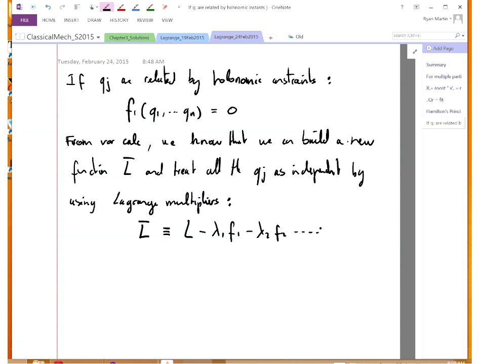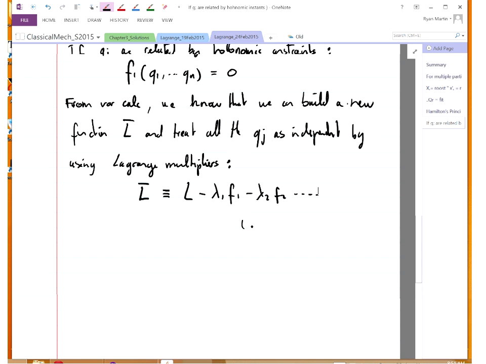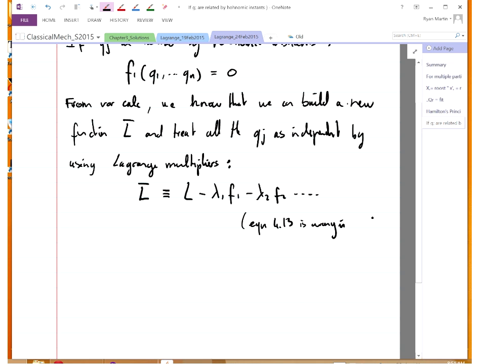There's a bit of a typo in the notes. The equation 413 should be L bar equals L minus lambda 1 f1, etc., not L bar minus all those things equals 0. Let me just note that equation 413 is wrong in the notes, and I will update it, so it's only wrong until I've updated it.